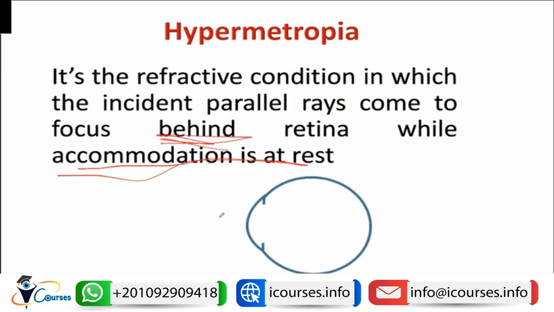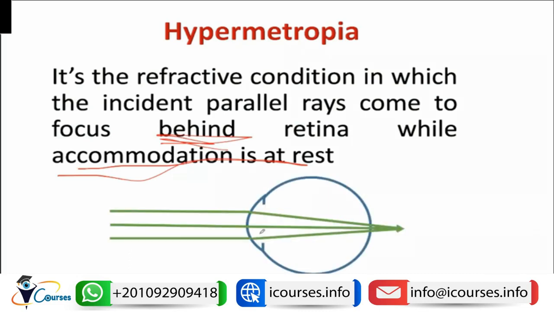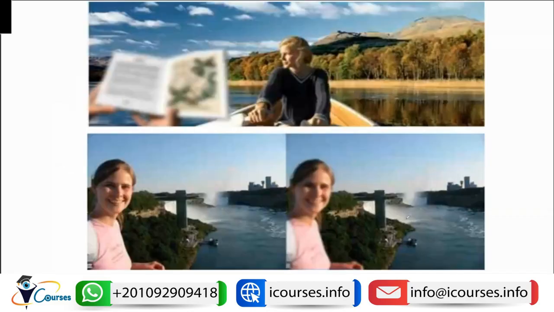So if we have an eye, the parallel light rays will not come to a focus on the retina, but will come to a focus behind the retina, because the eye is either too weak to converge the light rays onto the retina, or it is too short. This will lead to these patients not being able to see near targets. The patient can see the distant target clearly, but while reading a book, they cannot see clearly.